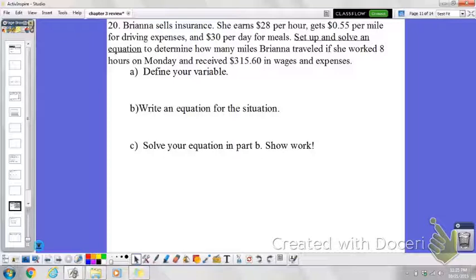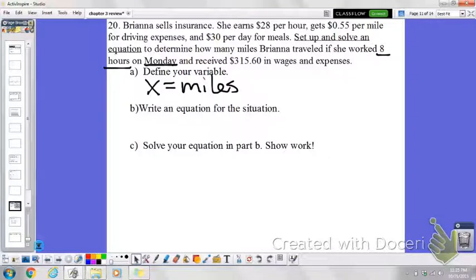First thing we need to do is define our variable. Well, it tells us that she worked 8 hours, so we know that is not a variable. We know how many hours she worked. It also tells us that she worked on Monday, so we know how many days she worked. So the only thing it doesn't tell us is how many miles she drove. So our variable x will be equal to miles.